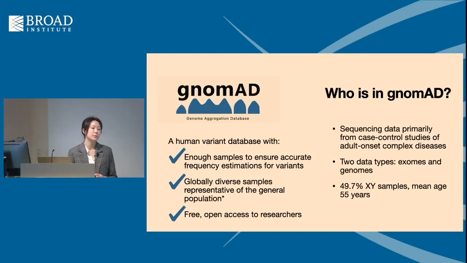And quickly, who is in gnomAD? So gnomAD is a database that contains sequencing data primarily from case control studies of adult onset complex disease. We have two data types, exomes and genomes. There's a rough 50-50 split between samples that have inferred XX and XY sex karyotypes, and the mean age is about 55.